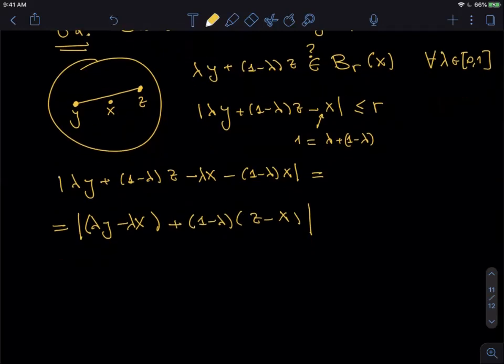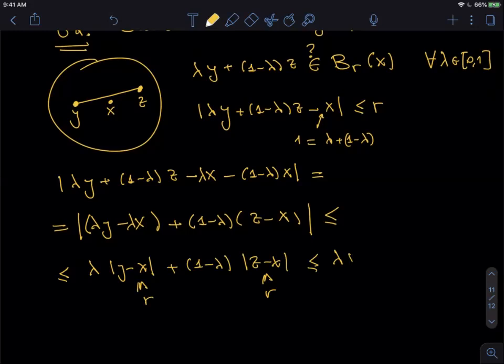Okay. And then the triangle inequality is going to give me λ|y − x| + (1 − λ)|z − x|. But because y and z are both inside the ball, these two quantities are less or equal than r. So I have λr + (1 − λ)r. And then what do I get here? This is r. And we are good to go. Okay, so then we have shown that actually the linear combination λy + (1 − λ)z belongs to the ball.